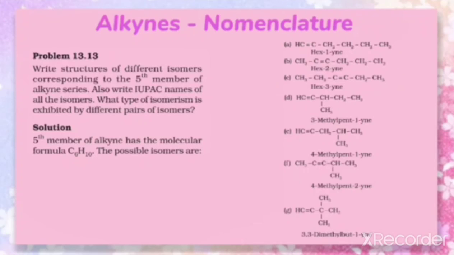We can even branch the carbon chains. If we branch it, we will get the D structure, the E structure, and even F and G. So these are all isomers, because they have the same molecular formula but a different position of the triple bond or a different number of carbons in the main chain. So these are the possible isomers of the fifth member of the alkyne series.